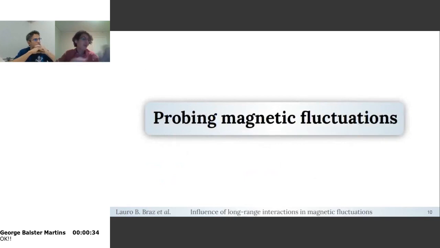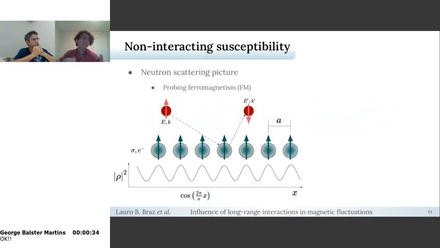dichalcogenides. But now let's move, from the theoretical point of view, to how we can probe magnetic fluctuations. So I'll start talking about a neutron scattering experiment. Consider a linear chain of pure magnetic sites. As they are ferromagnetic, all the spins are aligned. For example, suppose they are all up. There is a lattice parameter a, and we can then define this quantity called rho, which is the projection of these spins over the x-axis. We take then rho squared, and that's basically a probability density for this projection.